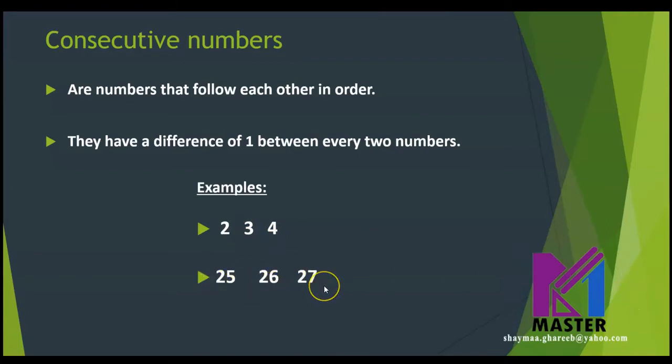25, 26, and 27, they are following each other in order, and the difference between 25 and 26 is 1, and 26 and 27 is 1. 215, 216, also consecutive numbers. They are following each other in order, and the difference between them is 1. We can write any number of consecutive numbers. We can write 3 consecutive numbers, or 4 consecutive numbers, or 6 consecutive numbers. So is it clear now, the meaning of consecutive numbers?